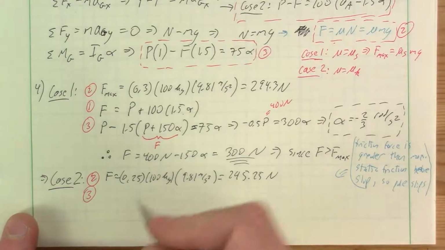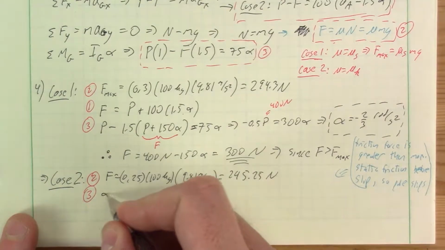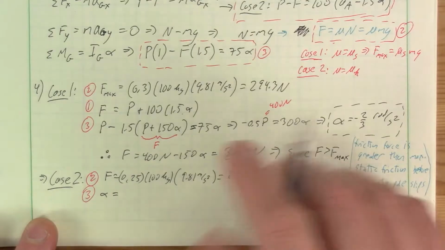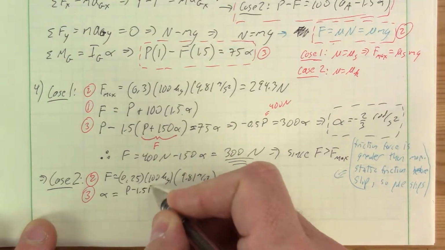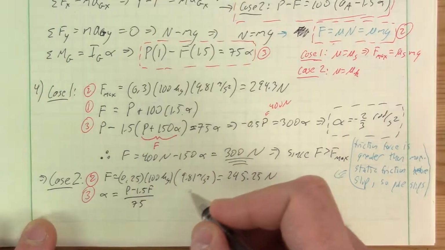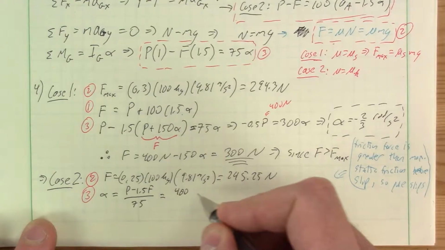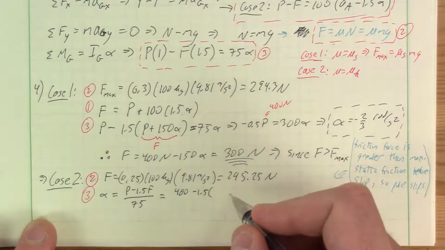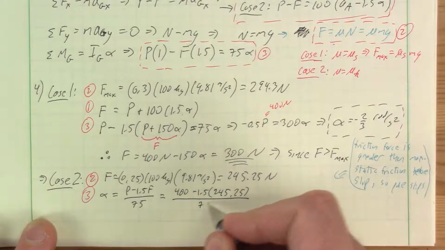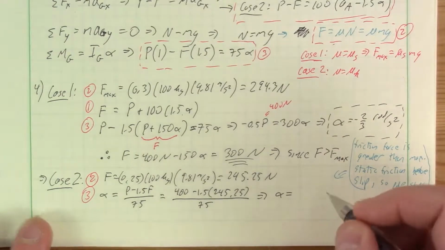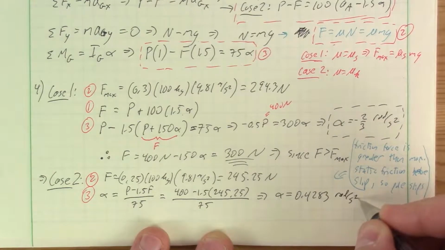Okay, go to the third equation. This says that, let's see, we'll just solve here for alpha. Alpha, from the third equation, is going to equal P minus 1.5 F over 75. All right, and we can then just solve this, right? So this says that this is 400 newtons minus 1.5 times 245.25, divided by 75, and we get our angular acceleration to be 0.4283 radians per second squared.